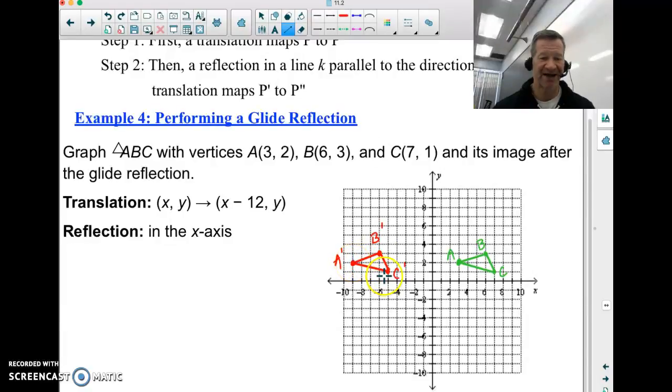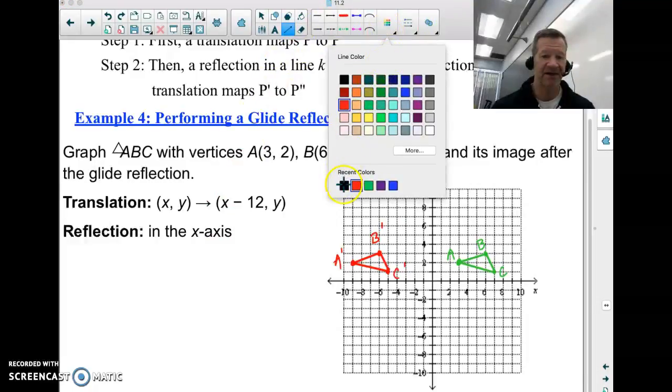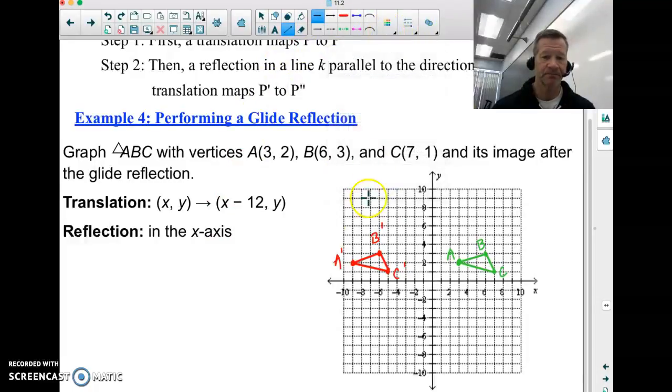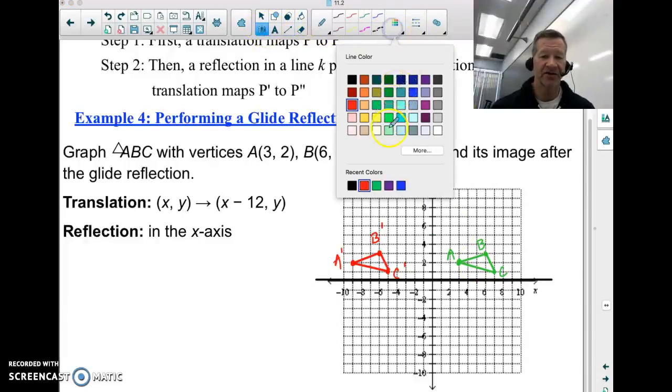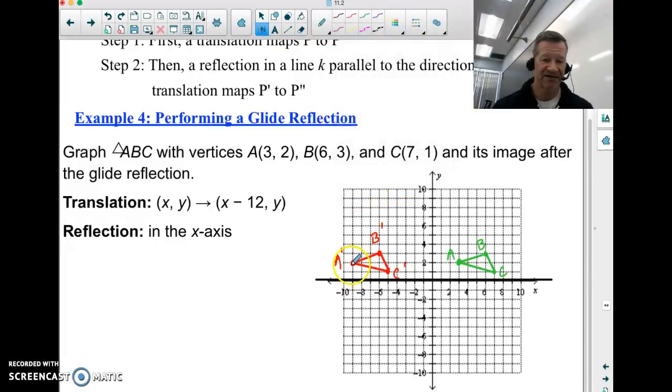So that's the glide. Now we're going to reflect it. What are we going to reflect it in? The x-axis. The x-axis is right here, of course. Let me draw my line of reflection right over that x-axis. And now let's reflect triangle A prime, B prime, C prime over the x-axis. A prime is 2 above, so let's go 2 below. And there's A double prime.